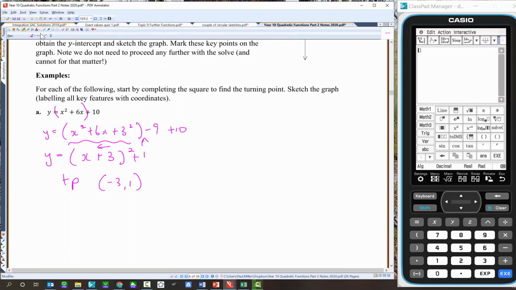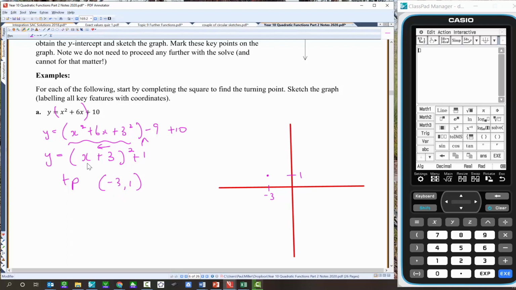So we can sketch that now and really see what this thing might look like. All right, so here is negative 3 and here is 1. So we put our turning point there. Now let's grab the y-intercept.